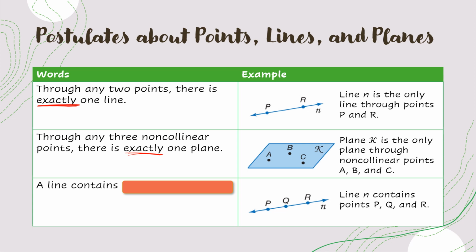Okay. Now, the next postulate is going to sound maybe repetitive. It's going to say a line contains at least 2 points. A line contains at least 2 points.